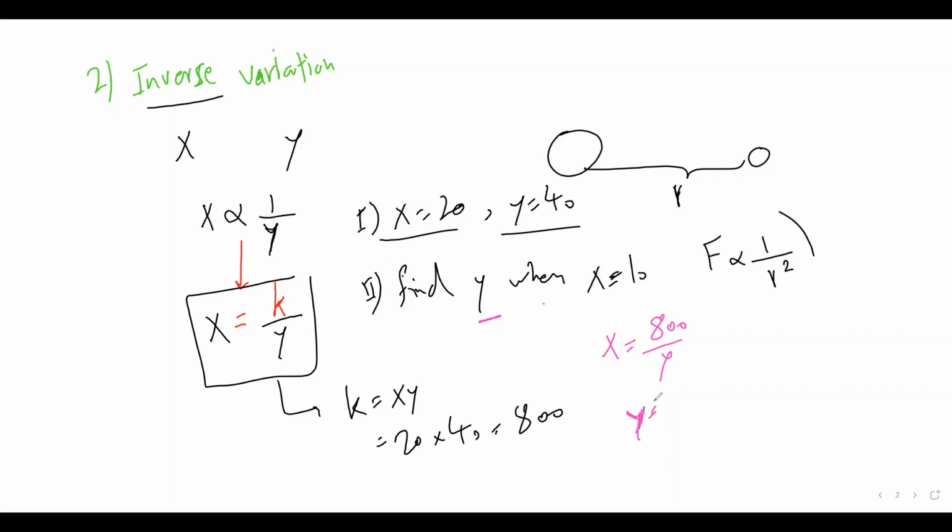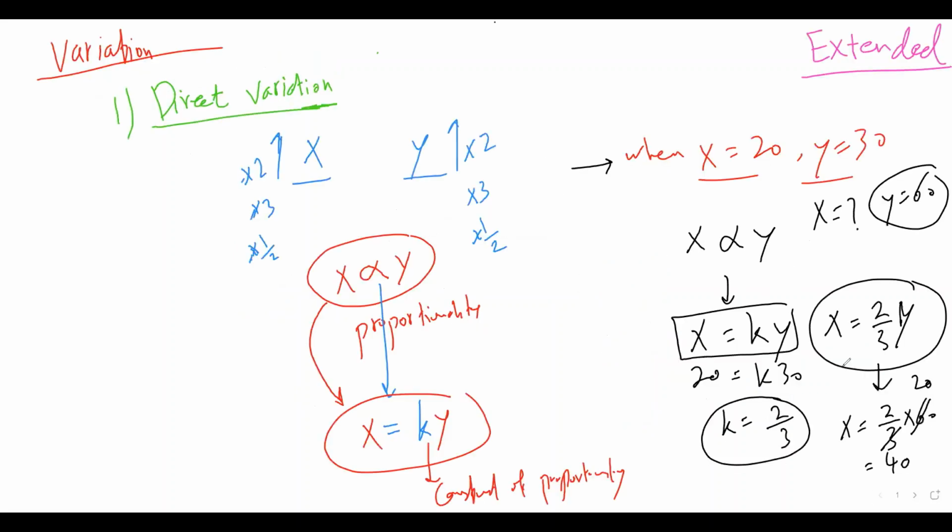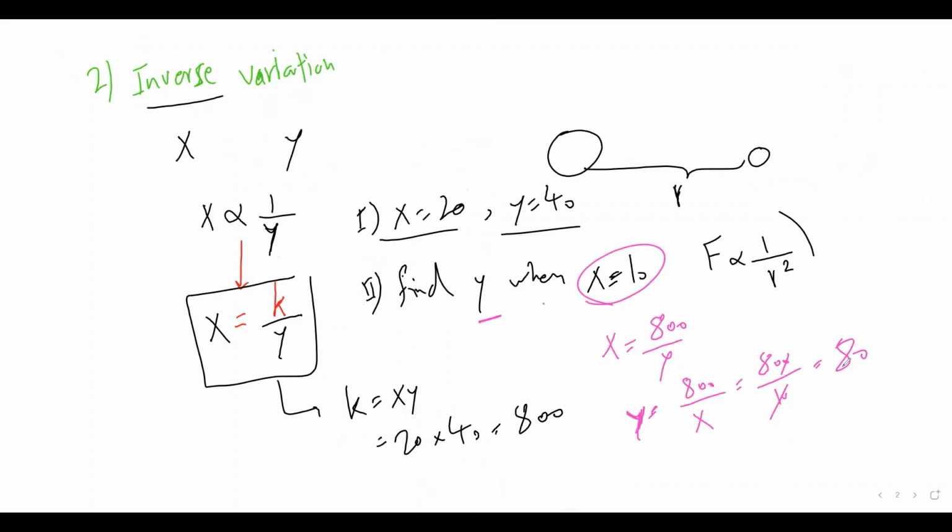So now they want us to find y when x is 10. Make y the subject of the equation, and x goes down. If x is 10, you just replace it there, and the answer is 80. As simple as that. Okay, so same approach as direct variation. You just have to form the relation, then add k to the right-hand side, and then find the value of k with the information provided to us.